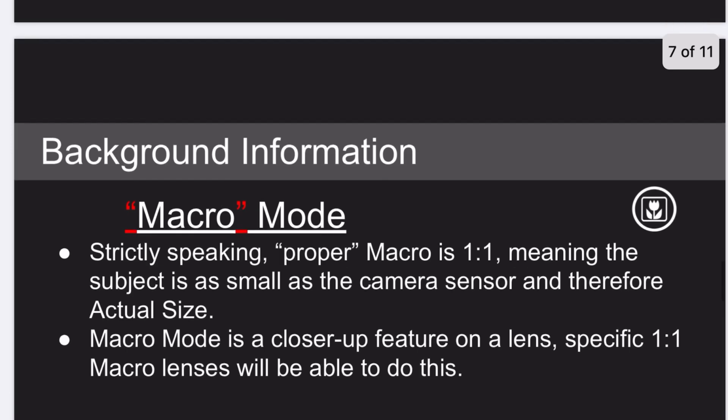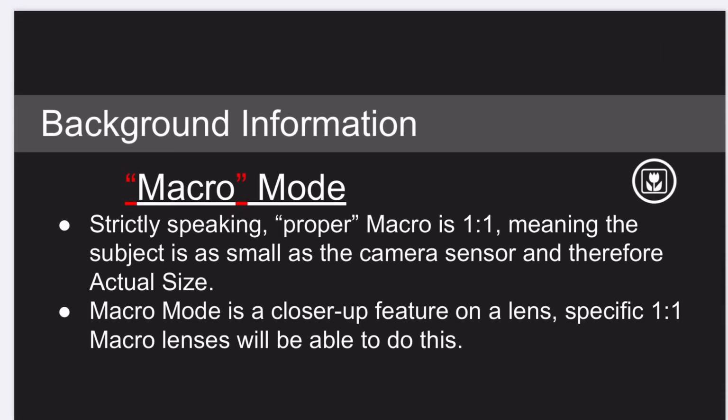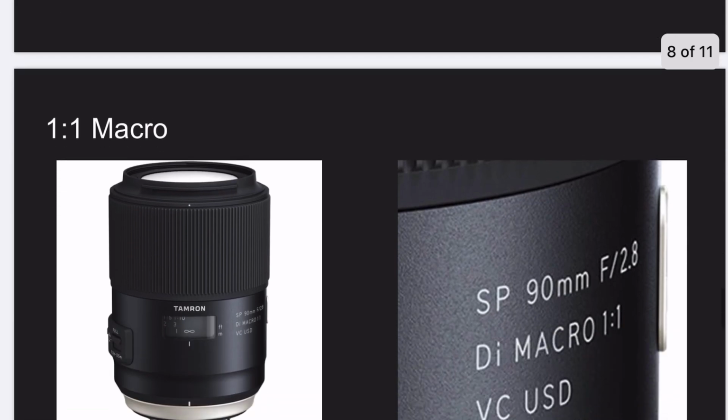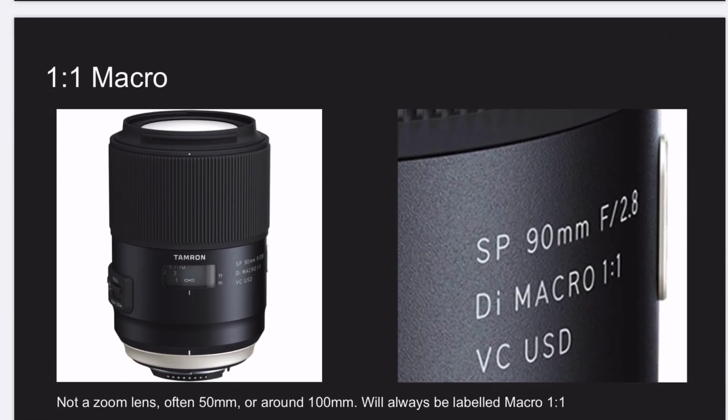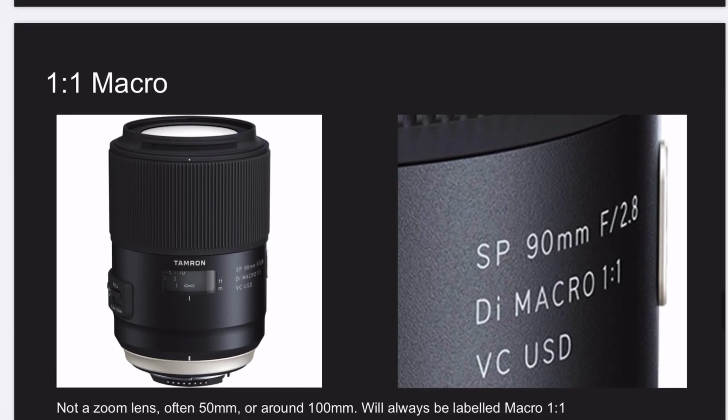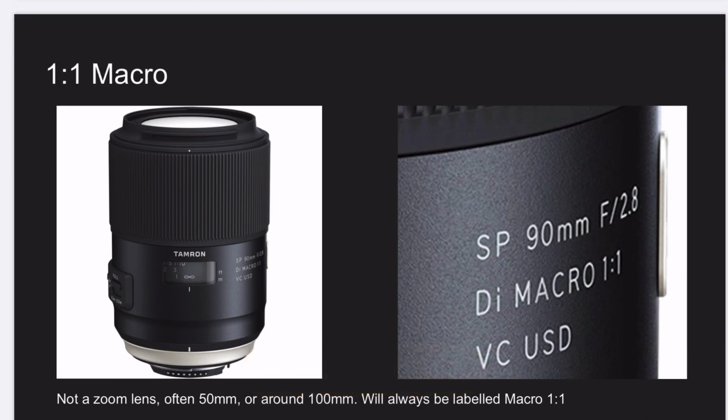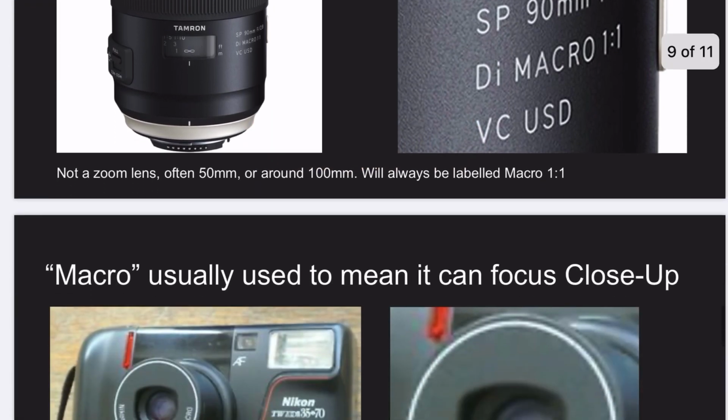Right, so let's have a little bit of background. This is for the advanced section if you want to do that. Strictly speaking, macro is what they call a 1-to-1 ratio, meaning the subject is as large on the camera sensor as it is in reality, so its actual size. Macro mode is a close-up feature on a lens. Specific macro 1-to-1 lenses will be able to do this. These are for SLR cameras and DSLRs. They have the specific words macro 1-to-1 written on them, and they're usually around 90 or 100 millimeters, sometimes 50, but they are built to do specific work.